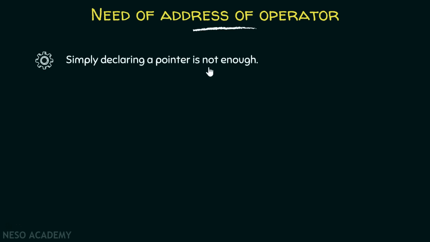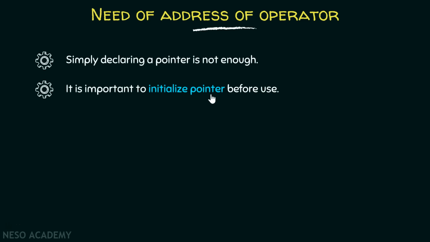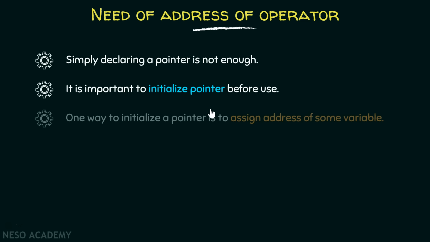Simply declaring a pointer is not enough at all. We have to initialize a pointer variable before using it. One way to initialize a pointer is to assign the address of some variable. If we have a variable, then we can assign the address of that variable with the help of the address of operator. We will understand how the address of operator looks with the help of an example.